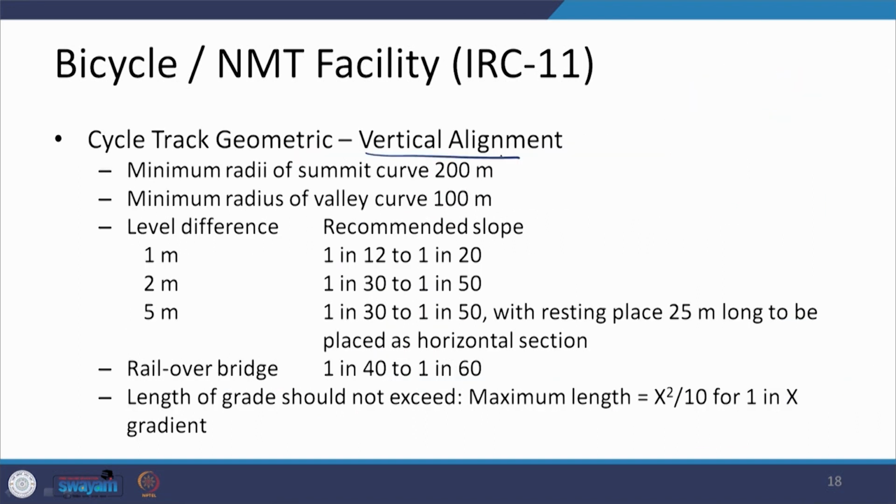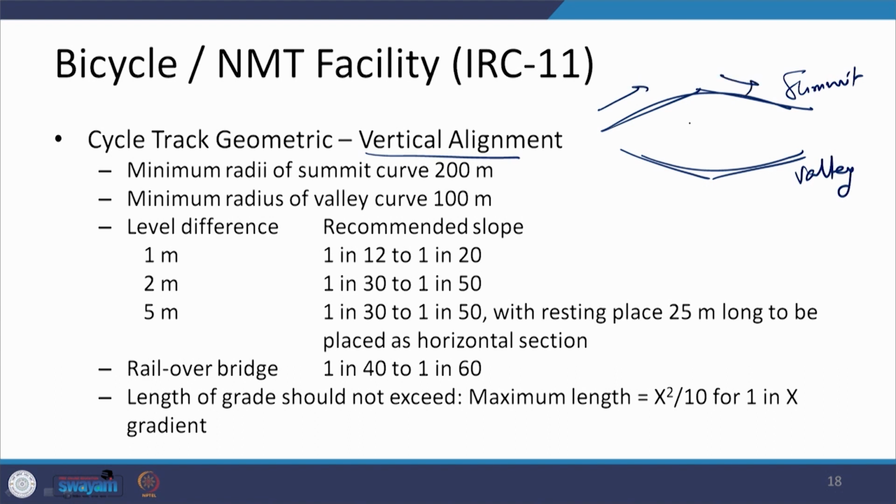When we talk about the vertical alignment, the possibilities are that you are going this manner, or you have the conditions where you are going this way. So, you have a summit curve and this is defined as a valley curve. The movements are like this, say. In these cases, the minimum radii is 200 meters for the summit curve and 100 meters for the valley curve. This is what is being defined.